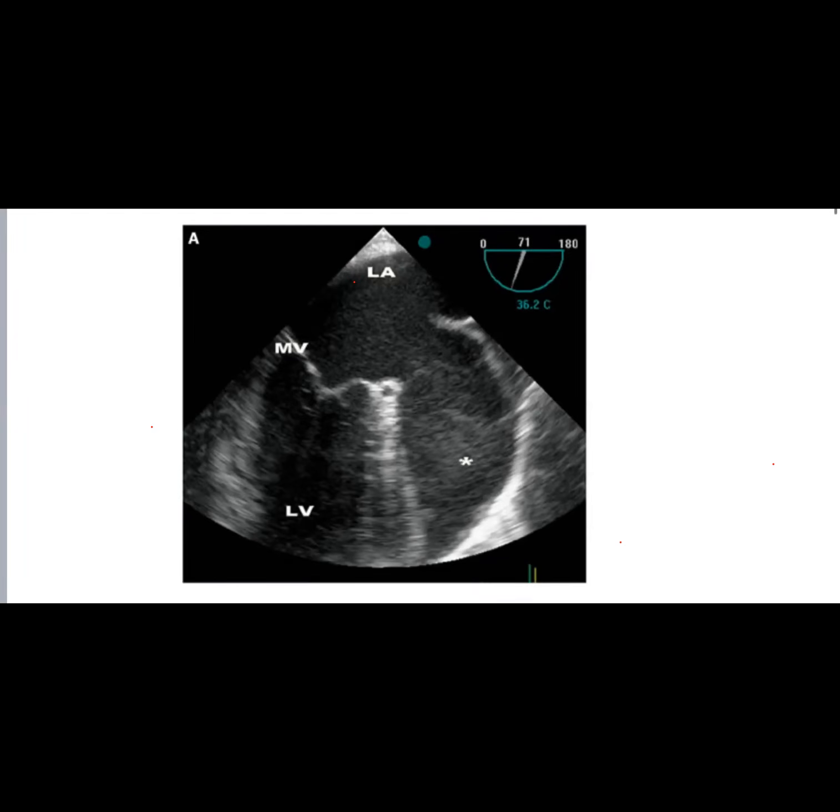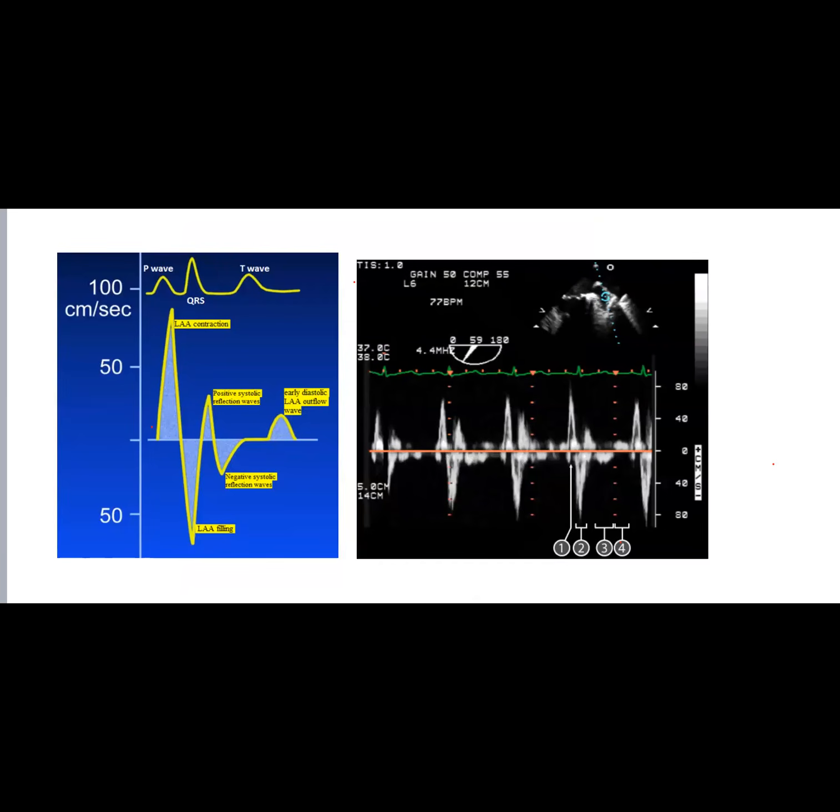The very important thing I want you to know is this one: the velocities. Anyone who has worked with TEE, by the way, don't be bothered, we will have a dedicated lecture for TEE soon, God willing. This is the velocity of the LA appendage. When we interrogate the LA appendage by PW, that's what we get.